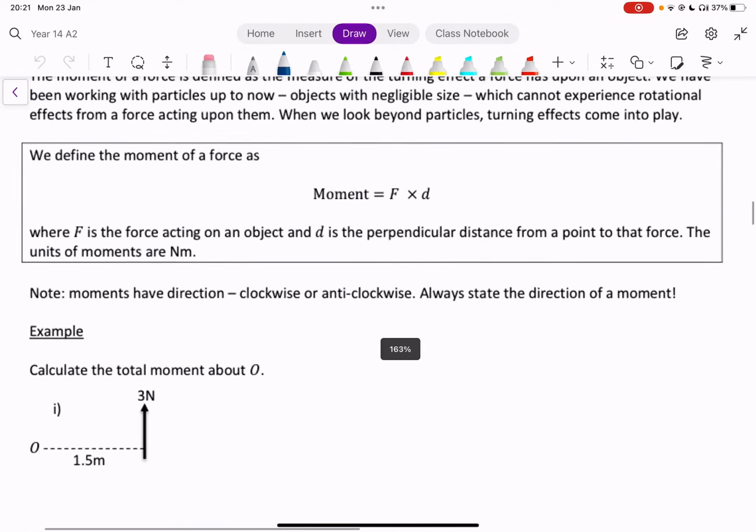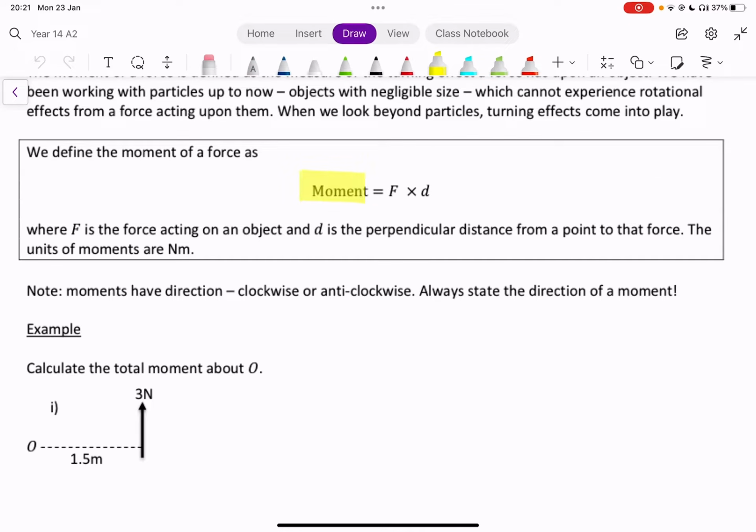So we're going to define the moment of a force as the moment is the force times d. F is the force acting on an object, and d, which is very important, is the perpendicular distance from a point to that force. The units are Nm, which stands for Newton meters. Think about why: units of force are newtons, units of distance are meters, so units of moments are Newton meters.